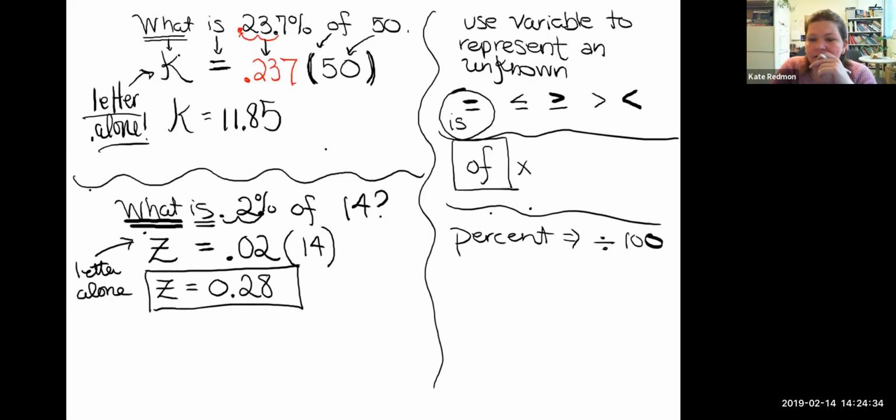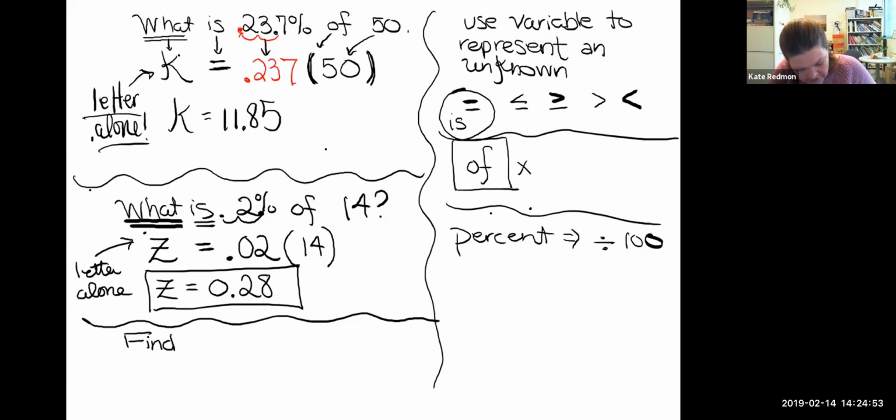That is done. What is 2% of 14? Oh, it's 0.28. Is that cool? Yes. Okay. They don't have to say what is. They could say find, 33. No, let's do 335. Let's do 335% of 60. Okay, find 335% of 60.